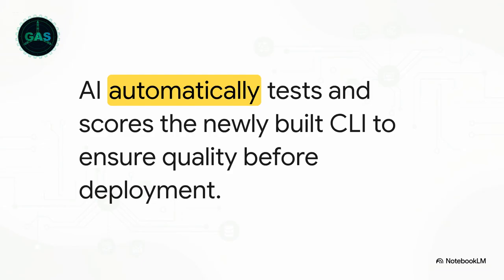And during this brief process, which, by the way, usually takes just a few minutes, the system doesn't just guess and hand you broken code. No, it automatically performs what is known as dogfood runtime verification. Basically, the AI actively tests and scores the newly built CLI features to ensure strict quality control. It makes sure the code is highly reliable before you ever even integrate it into your business operations.